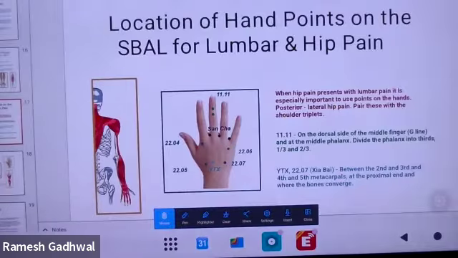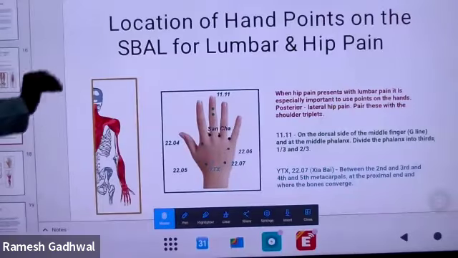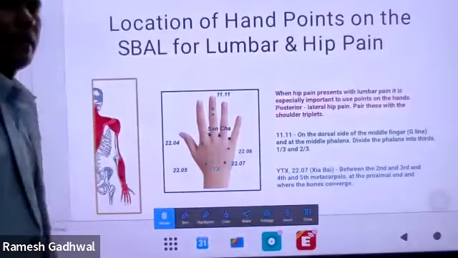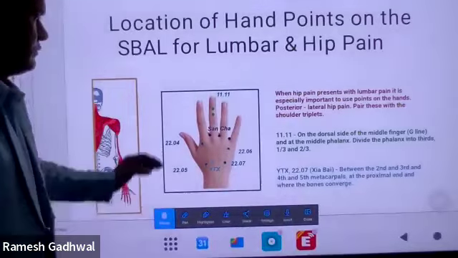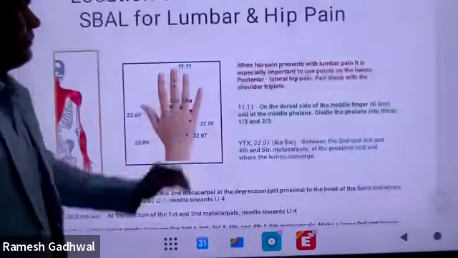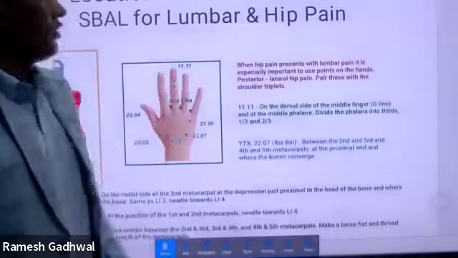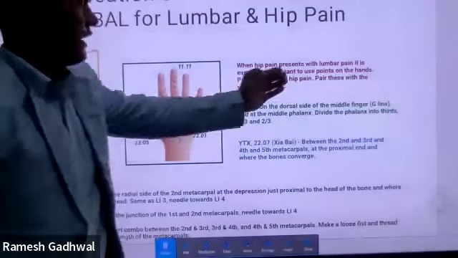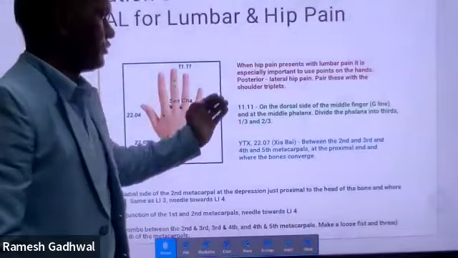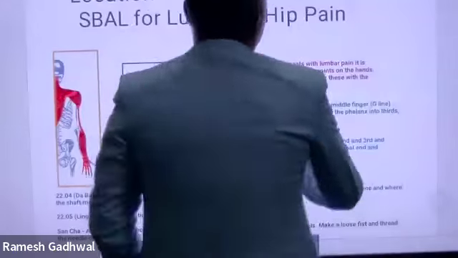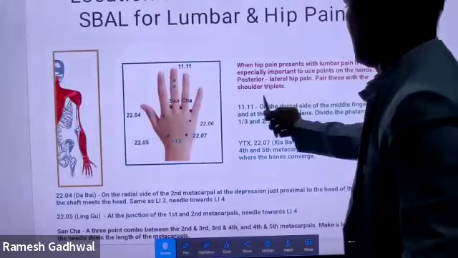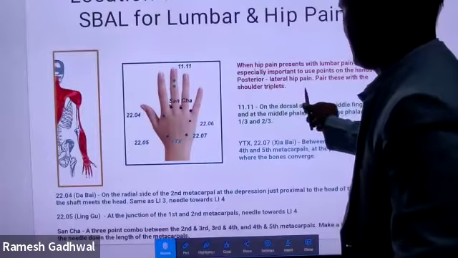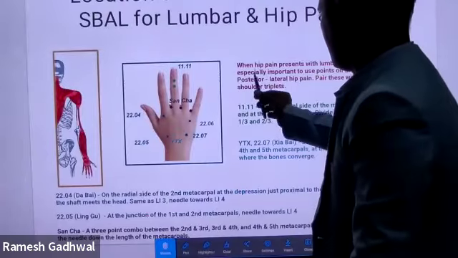Then location of the hand points on the superficial back for lumbar and hip pain. So when hip pain is present with lumbar pain, it is especially important to use points on the hands. Posterior lateral hip pain pairs these with the shoulder triplates.